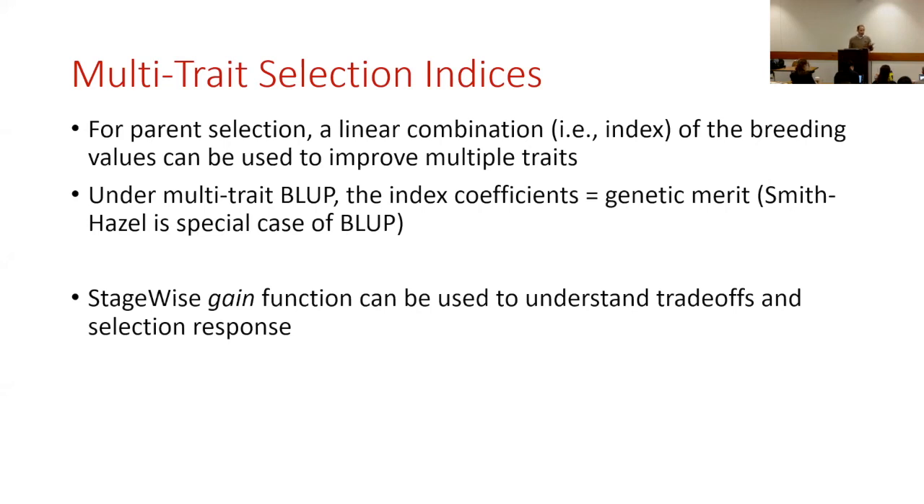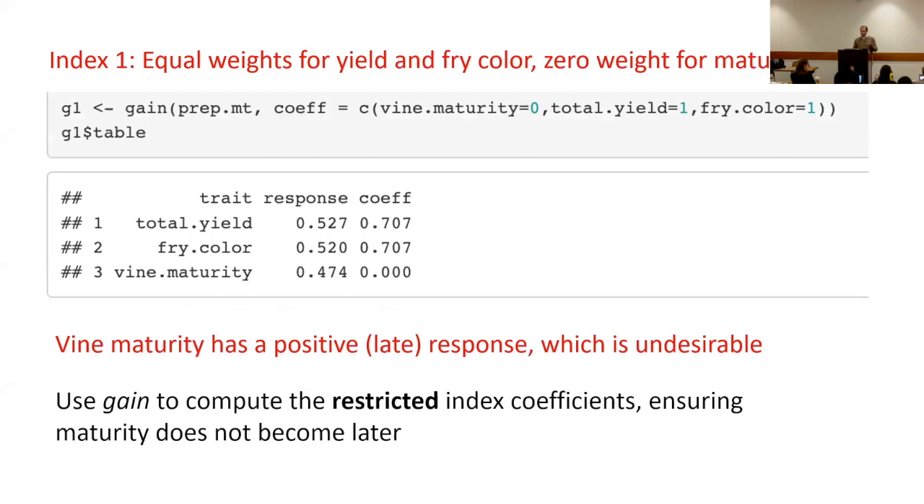This function I wrote, called gain, can help us understand some of these trade-offs in a data set like this. Here's an example of an index where I'm just going to give naively equal weights for yield and fry color, which, if you survey potato breeders, is a common sentiment. We need both of those traits, and I'd have a hard time saying which one was more important. I'm going to give 0 weight to vine maturity, because there's no intrinsic value, although I know in practice I don't want it to be later. I don't have a specific economic value I'm putting on it.